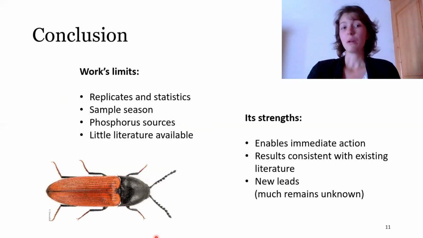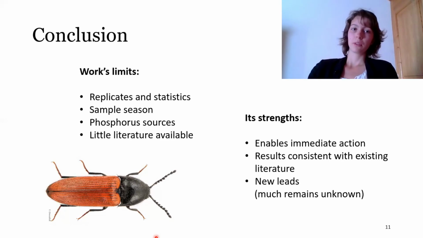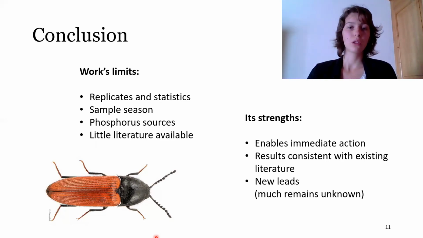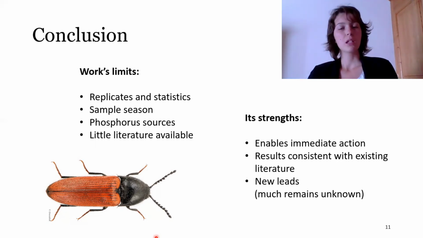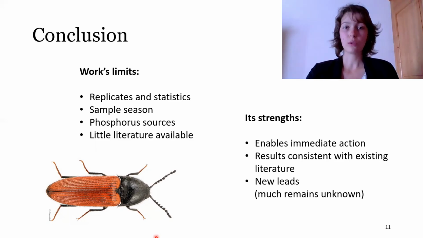Now, of course, my work has also its limits. For instance, due to the limited resources allowed for my work, there are not enough replicates, so the statistic might be a little bit shaky. In addition to that, the sampling could have been done several times during the year in order to take into account seasonal variations of some parameters. The study also fails to explain the origin of phosphorus very clearly. And finally, there was very little available literature, so that made the whole a little bit tricky.